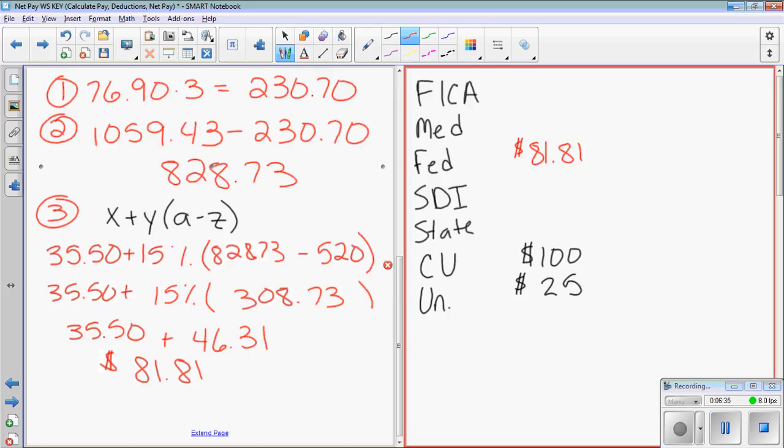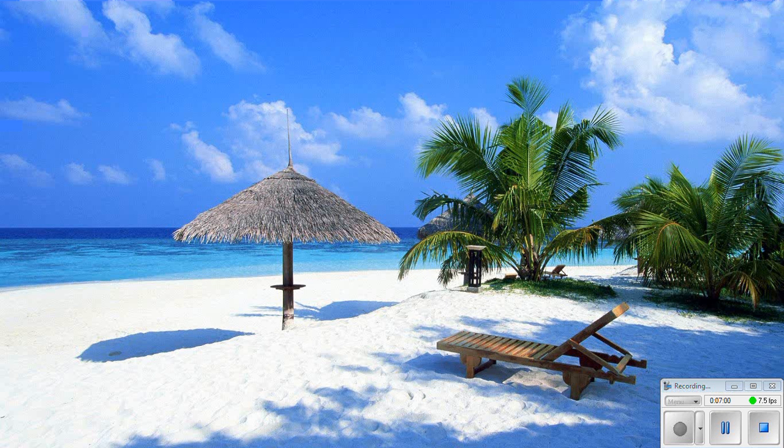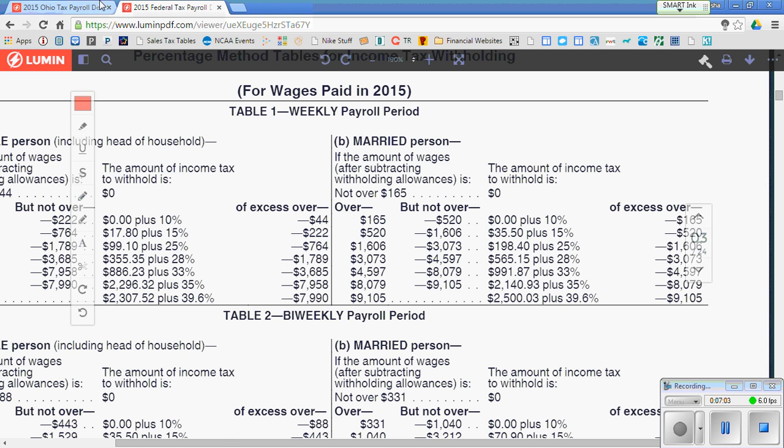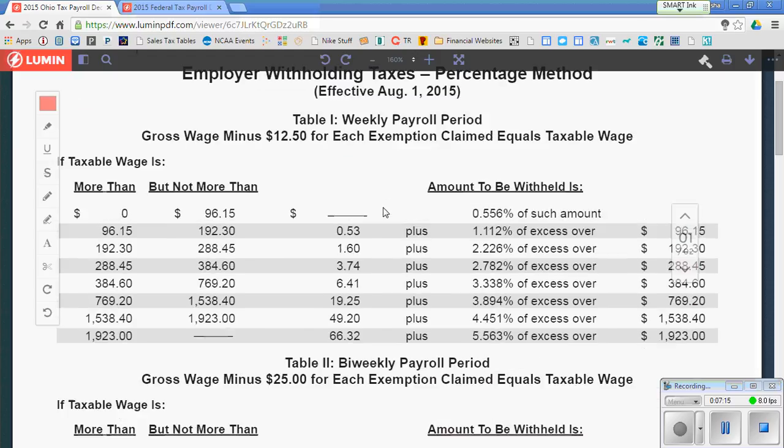Now I'm going to go ahead and do state. State withholdings. How do I know which chart to use for state withholdings? It's the one that says Ohio and percentage. That's how I know which chart in Google Drive I'm going to use. Ohio and percentage. Because Ohio is the state, and the percentage method is the one I told you to use. Ohio up at the top. Scroll down, we're using the percentage method. He gets paid weekly, and married and single doesn't matter for Ohio.